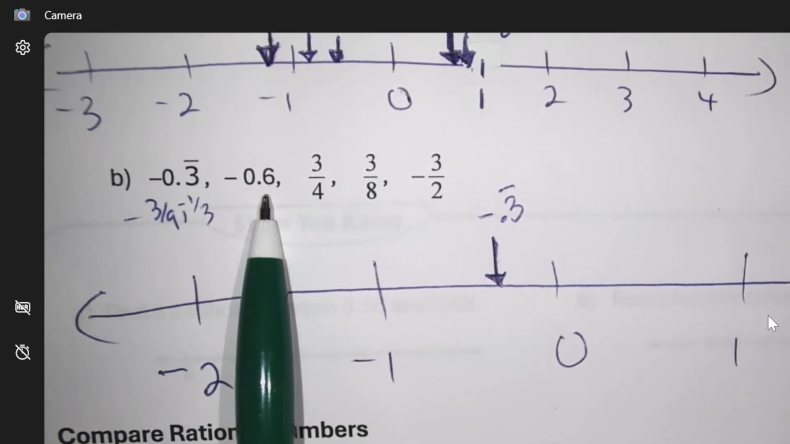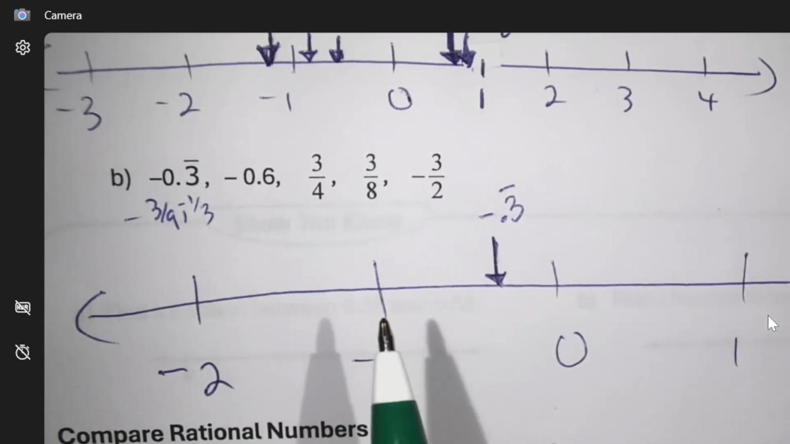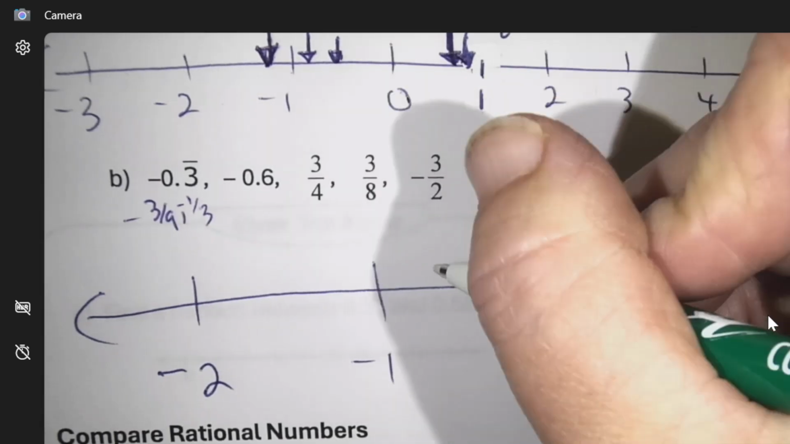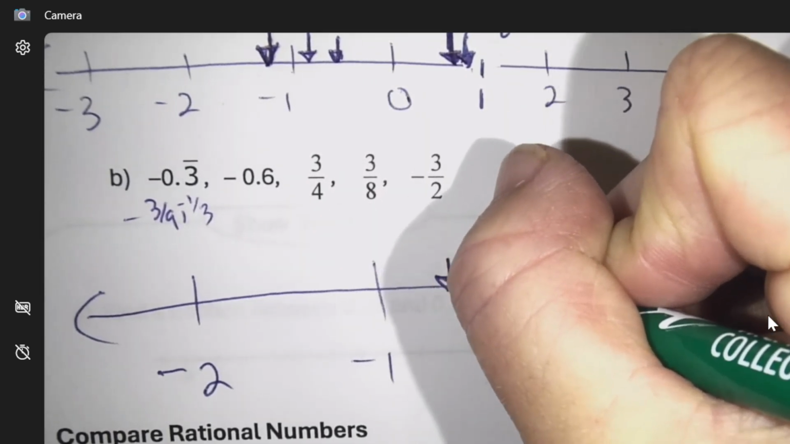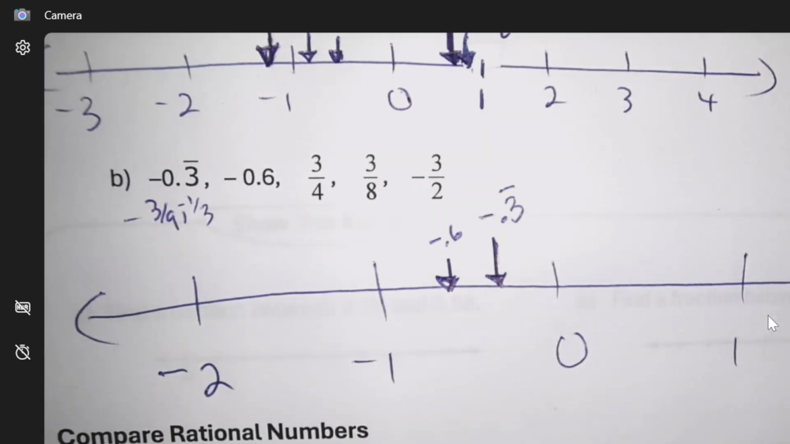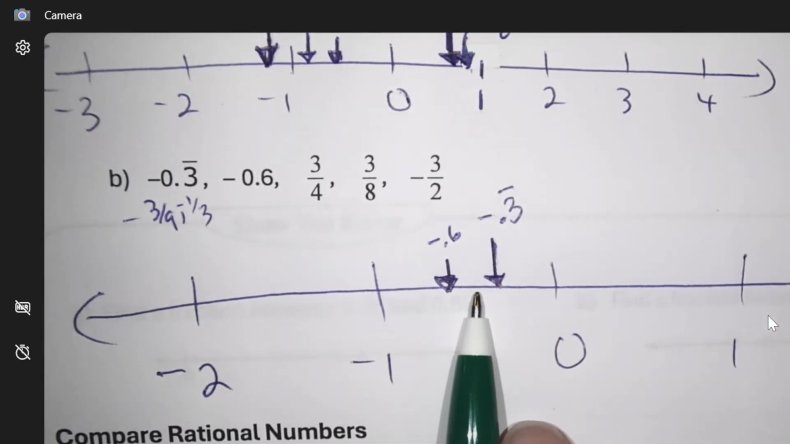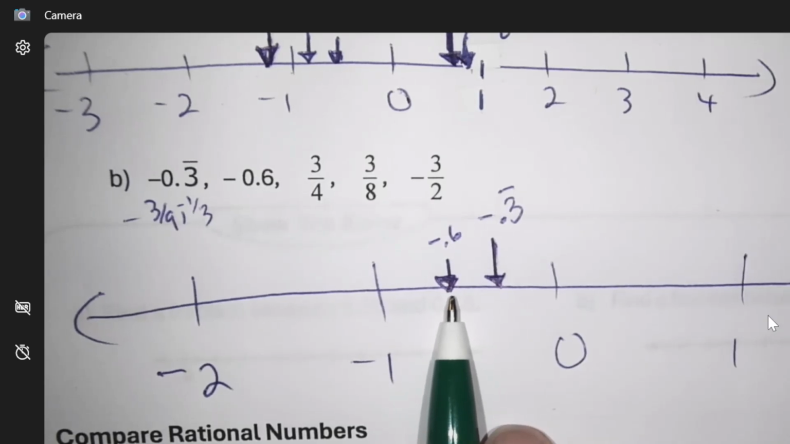Okay, -0.6. So I know where the halfway marker is, and I need to be more than the halfway marker. So I'm halfway to -1 and more.